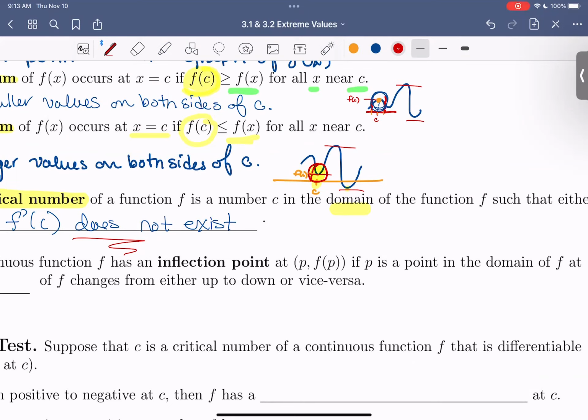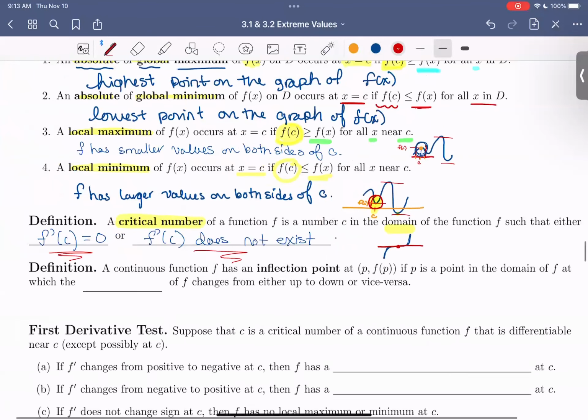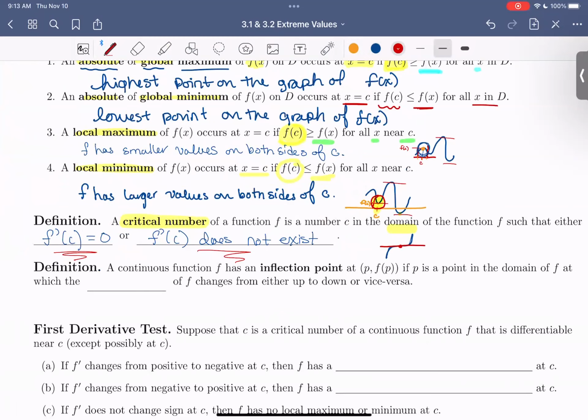Now, I just want to keep in mind that it's not always the case that we have a max or a min at that point. For instance, if our function looks something like this, then here in that center, we have a horizontal tangent line or a critical value, but we don't have a max or a min. So we call critical value a value in the domain where the function's derivative is 0 or doesn't exist.